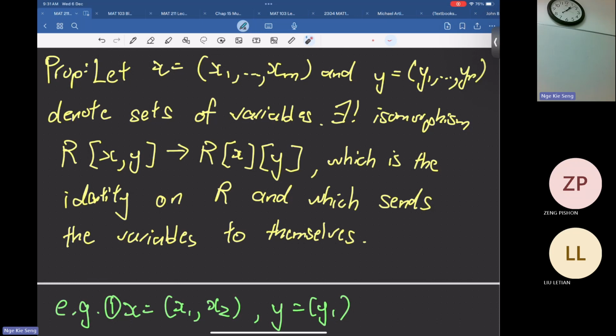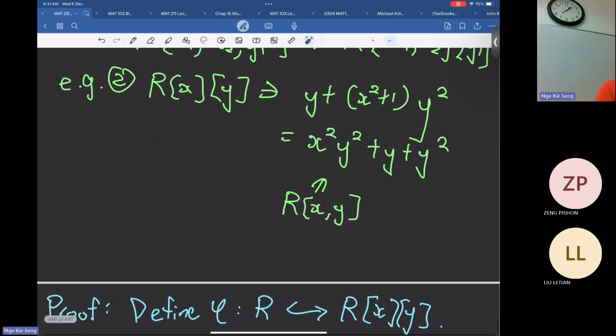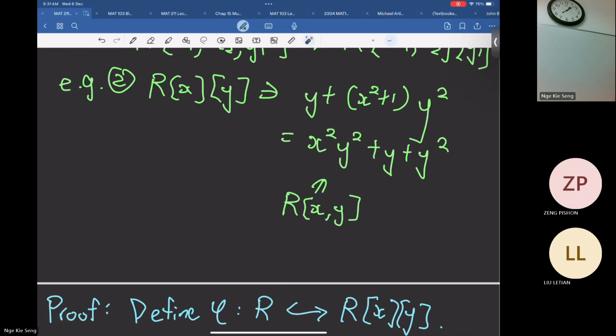Okay, how to build a map between these two? Just now, what do we introduce? Mathematics is sequential, right? So what do I introduce before this proposition? What's the proposition I introduced before this one?